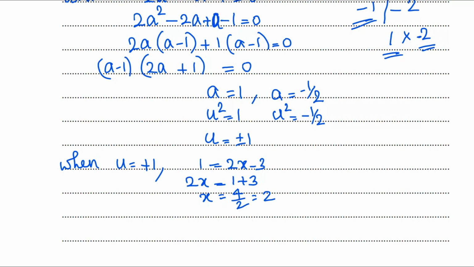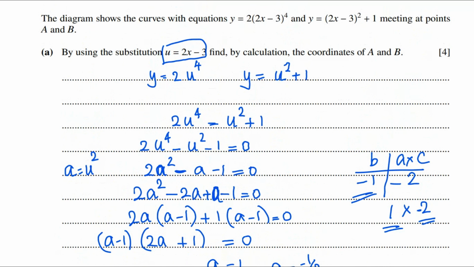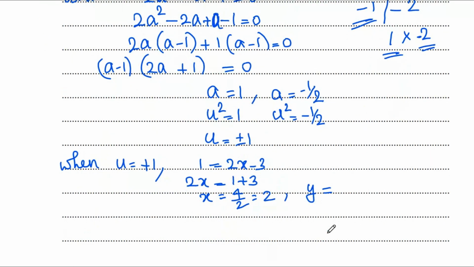So when x equals 2, what is the corresponding y value? Let's substitute in this. You can substitute in any one equation. y equals 2 multiplied by x, which is 2, minus 3, the whole squared, plus 1. So 4 minus 3 is 1, 1 squared plus 1 is 2. So this point is (2, 2).